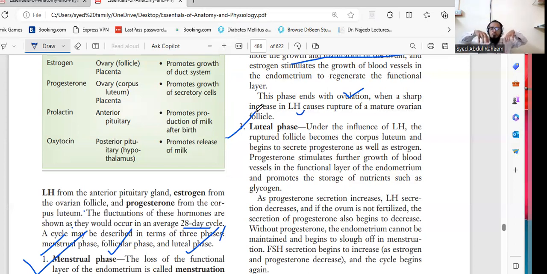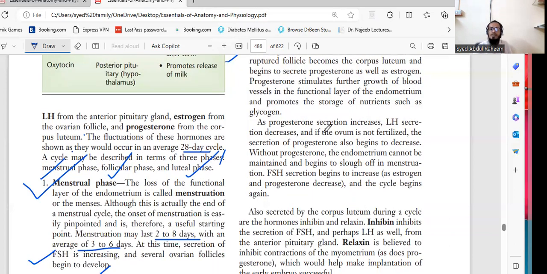The corpus luteum will begin releasing progesterone, as well as estrogen. So what will happen? Progesterone will stimulate the further growth of blood vessels. It will also grow the functional layer in the endometrium of the uterus and promote nutrition, glucose, everything that is needed. Now the growth will happen, according to the condition.